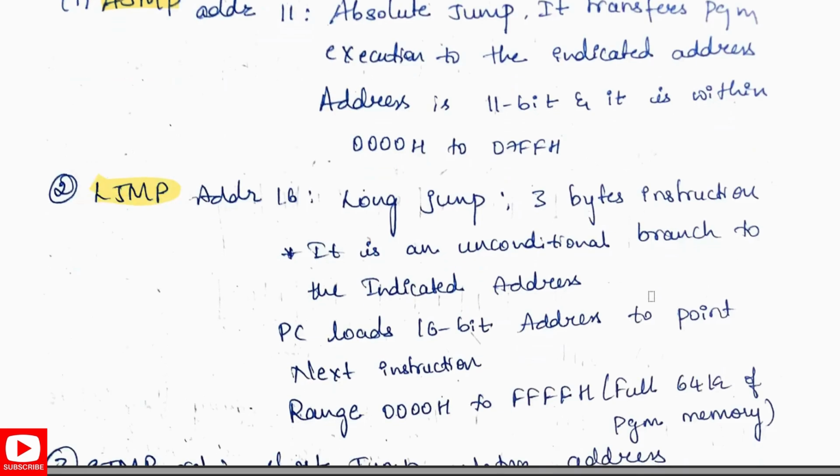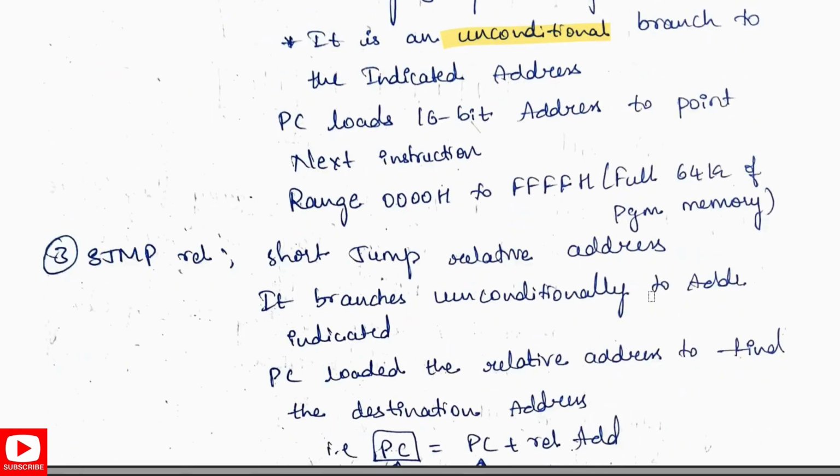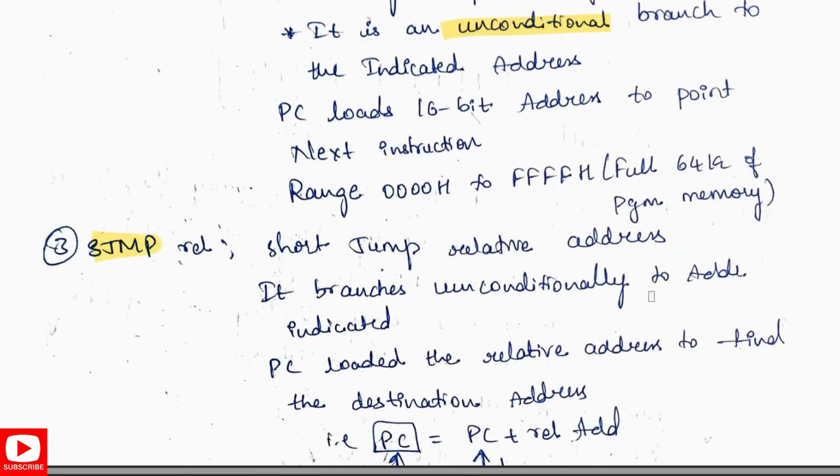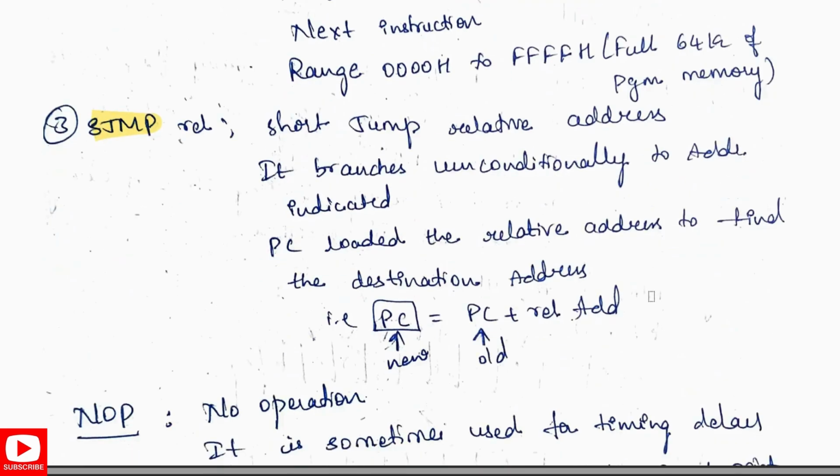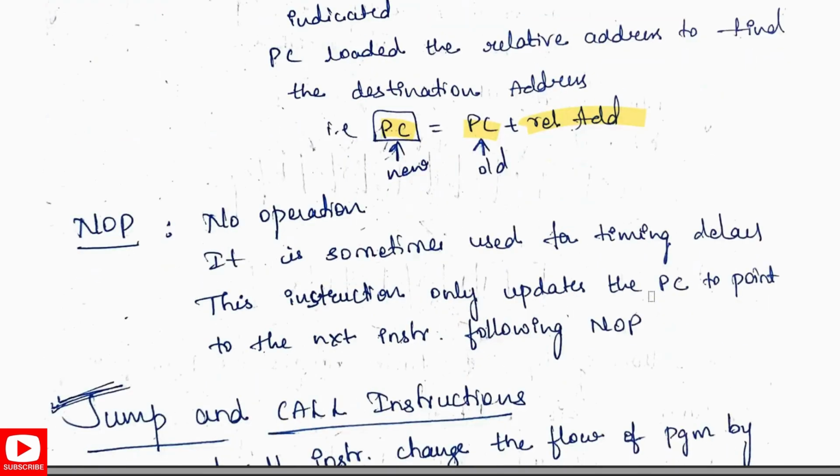It is a 3-byte instruction. It is an unconditional branch to the indicated address. So the PC loads the 16-bit address to point to the next instruction. Next is SJMP, short jump. It uses a relative address and is also an unconditional one. The PC gets loaded with the relative address to reach the final destination address. That is, PC is equal to the old PC plus the relative address, which gets added and the new PC is formed. Next, NOP, no operation.